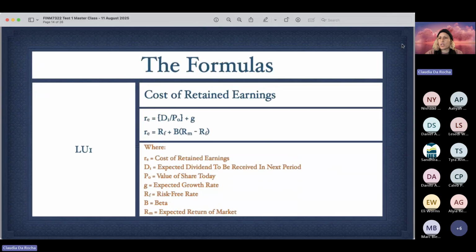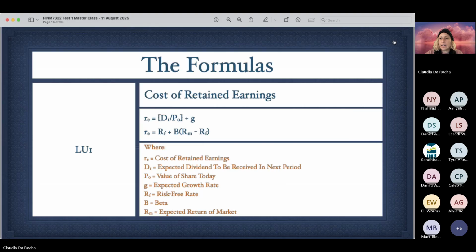Okay, so before I move on to the cost of equity, I just want to double check if there are any questions. Okay, so there's just been a question on the chat. I'm just going to answer that quickly.